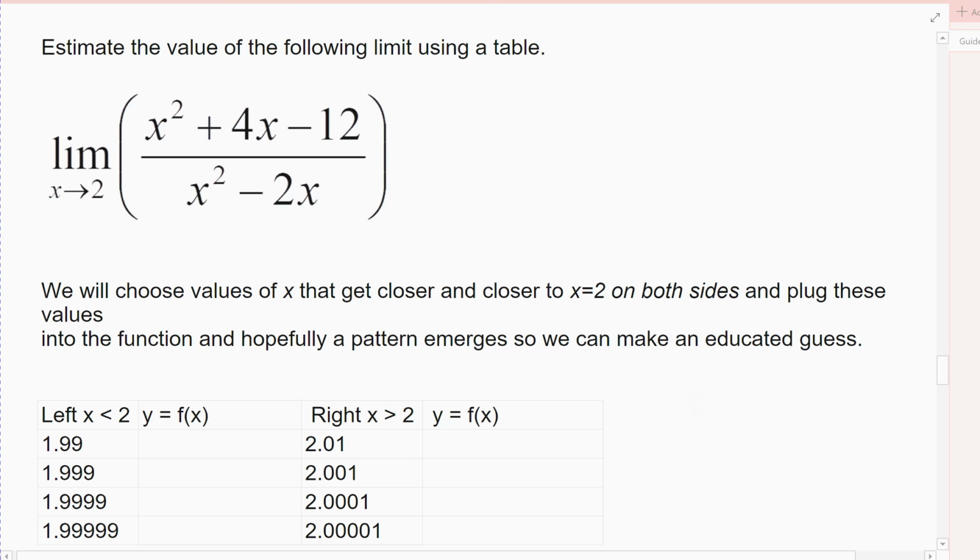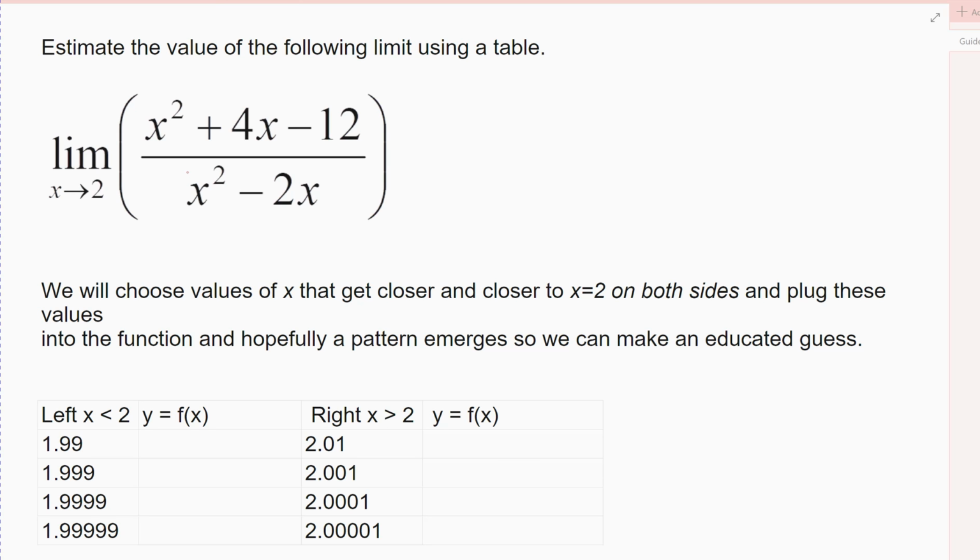All right, so I've got this function here, this rational function, x squared plus 4x minus 12 divided by x squared minus 2. I want to find the limit as x approaches 2 from both sides of 2. You'll notice, if I tried to plug 2 in, I would get division by 0, so the function does not exist at 2. Right? But again, the limit doesn't care. It's only interested in what's happening on both sides. As I get closer and closer and closer, approach 2 on both sides of 2, what's the function doing? Is it doing anything? Is it approaching another value? Is it shooting off to infinity? Is it shooting off to negative infinity? How is it behaving? So that's the whole point of a limit.